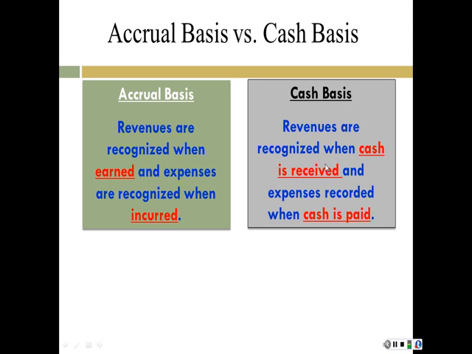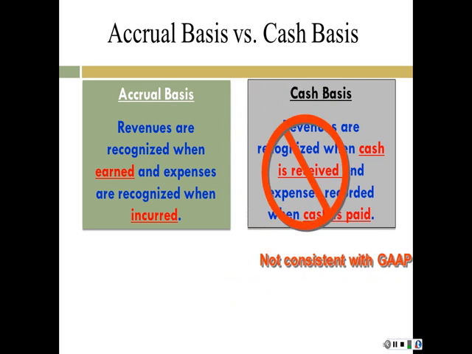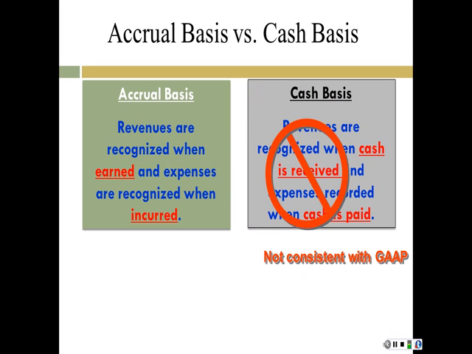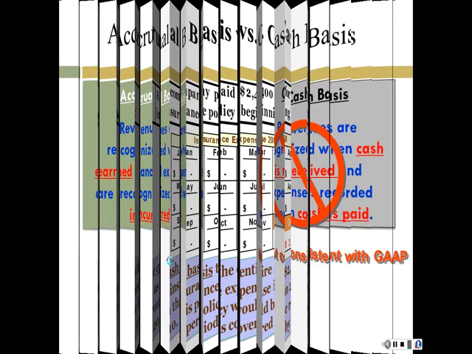So the cash basis of accounting is not a practical method for a large business because very often cash does not happen simultaneously with the revenues or the expenses. Furthermore, the cash basis is not consistent with GAAP. So in accounting, GAAP requires us to follow the accrual basis of accounting, where we record revenues when we earn them and we record expenses when we incur them.